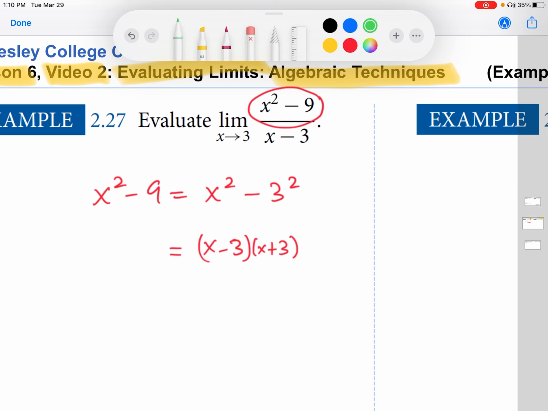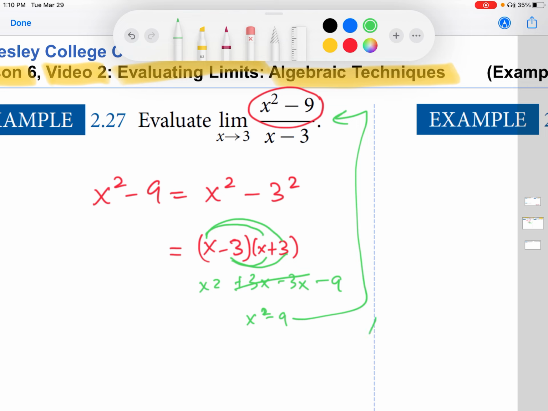And we can always double check that. This would be x squared plus 3x minus 3x and then minus 9. These cancel out, so I'm left with x squared minus 9, which is what I started off with. So great, check, that all works out.